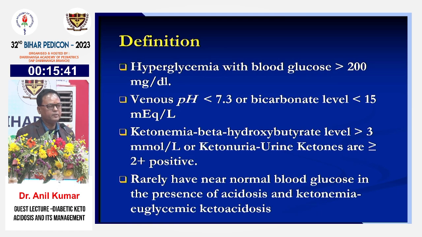We can measure blood ketones by blood ketone measuring strips, but it is very costly. So we can do the work by ketonuria, which is also diagnosed by dipsticks. If the urine ketones are 2 positive or more, then we will say that this is a case of ketonemia. Rarely, DKA can occur with near normal blood glucose. In some cases the glucose is normal, but there is the presence of acidosis and ketonemia. This is called euglycemic ketoacidosis. This is also an entity.